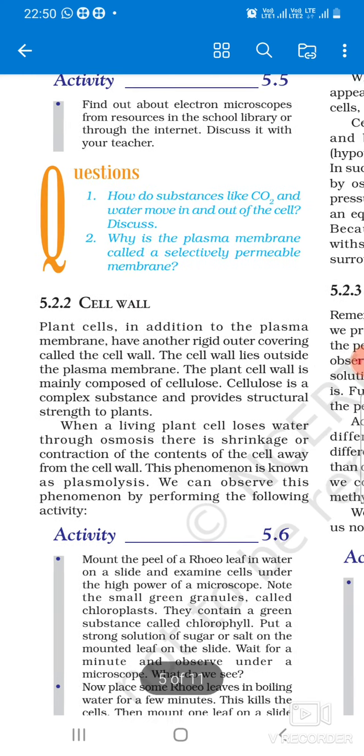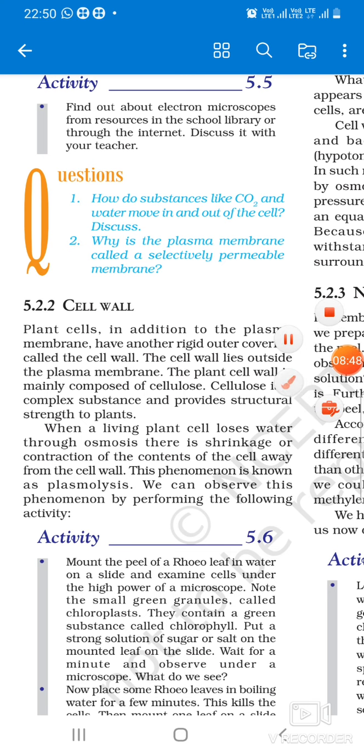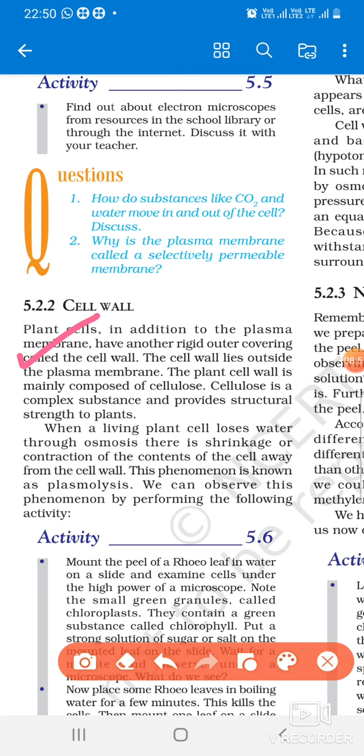Now what is the cell wall? The cell wall is only present in plants. In the case of plant cells, there is another wall around the plasma membrane that provides protection, another rigid, meaning hard, covering around the plasma membrane, called the cell wall. The cell wall lies outside the plasma membrane, and the plant cell wall is made up of cellulose. It is a very important question, what is the cell wall made up of? It is made up of cellulose. What is cellulose? It is a complex substance that provides structural strength, that provides hardness to the plant.